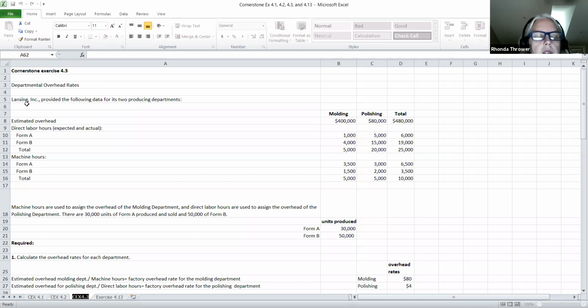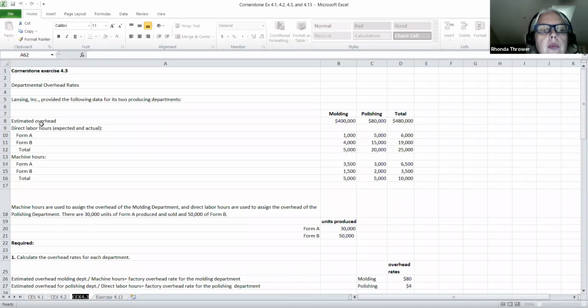And this is the given information. We are the Lansing company, and we're providing the following data for its 2 producing departments. The departments are going to be the molding department and the polishing department. We're also going to be producing in these departments 2 types of products. We're calling those products Form A and Form B.